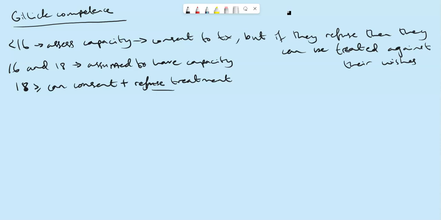For any child under the age of 18, the parents can overrule their decision to refuse treatment. And if the parents are in agreement with the child and they too are refusing the treatment for the child, such as for example Jehovah's Witnesses, which we'll discuss later, then you can seek a court order. The Court of Protection can look into the case and they can overrule the decision if it's deemed in the child's best interest.